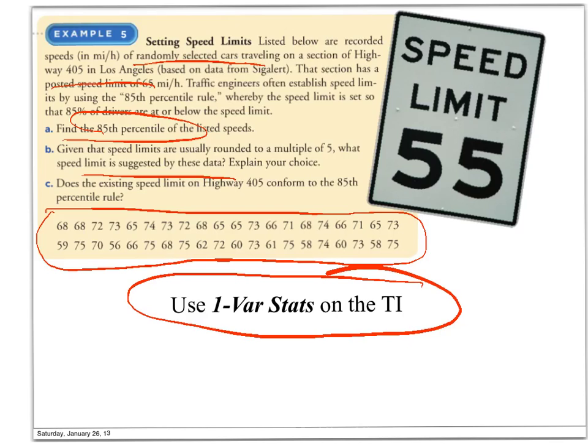And then what we want to know finally is whether the speed limit on Highway 405 conforms to the 85th percentile rule. So look for that in the textbook if you have difficulty with it, and follow along with the solution, and make sure you understand it, and make sure you know how to use 1VAR-STATS on the TI to find out as many of the answers to these questions as you can. Let me know if you have questions about it.